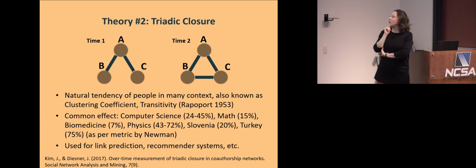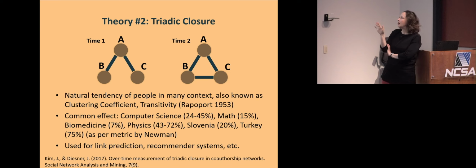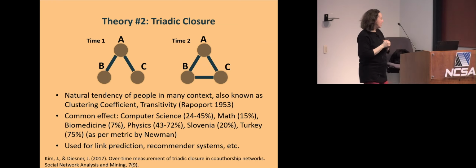This theory comes from Rappaport from the 1950s, and it's been shown in very many fields to be prevalent and strong. I'm showing you here a couple of fields and countries where this has been measured, and it's a pretty strong effect typically. This seems to be true that open triads in science close. And this matters, for example, for link prediction and recommender systems.